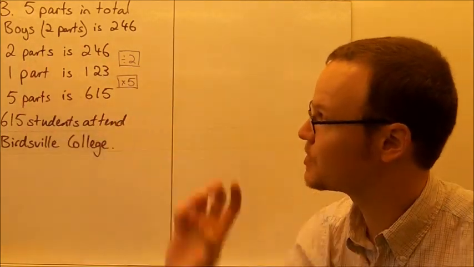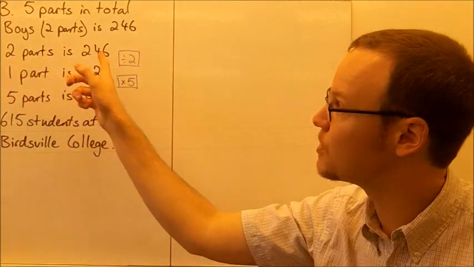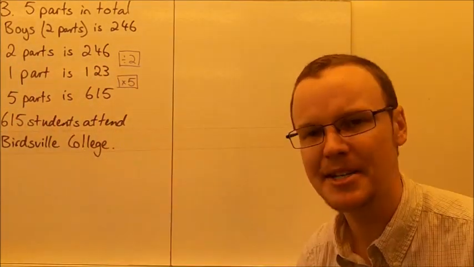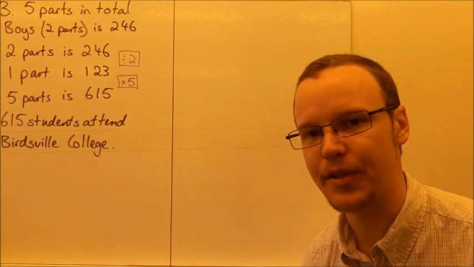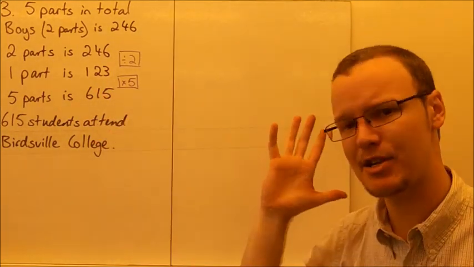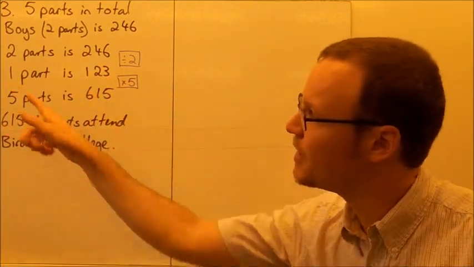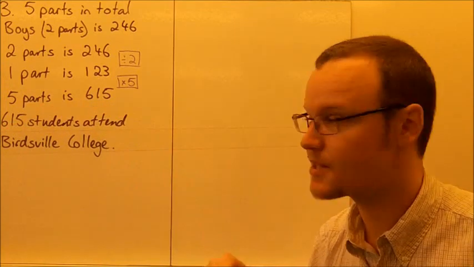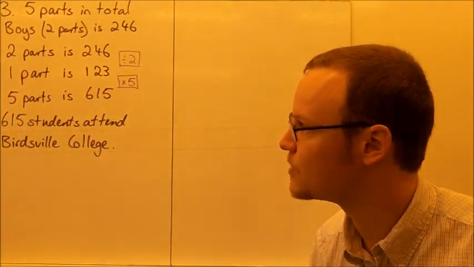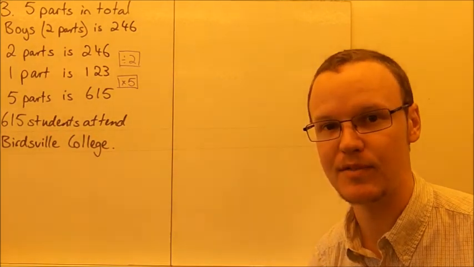Because 2 parts is 246, we can divide both by 2, and that means that 1 part is going to be 123. We need to know the total number of students, so we need to know how much 5 parts is worth. Multiplying both of those by 5, 1 part becomes 5 parts, and 123 becomes 615 students. So therefore, 615 students attend Birdsville College.